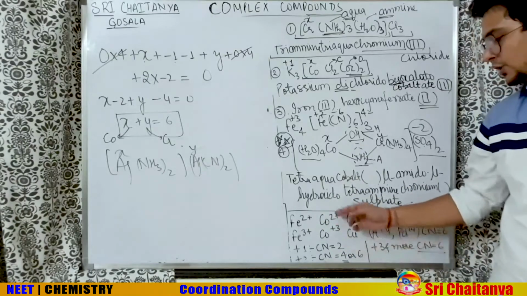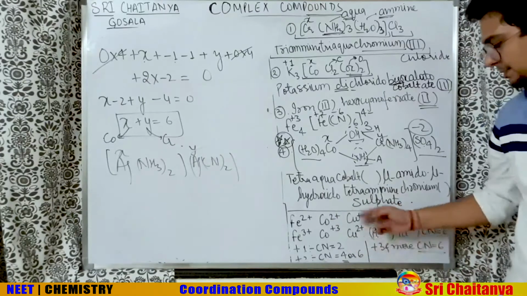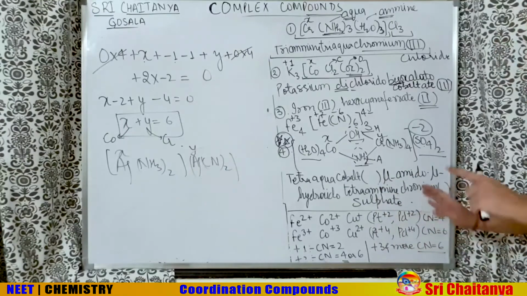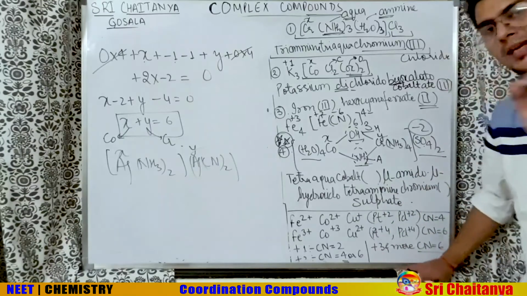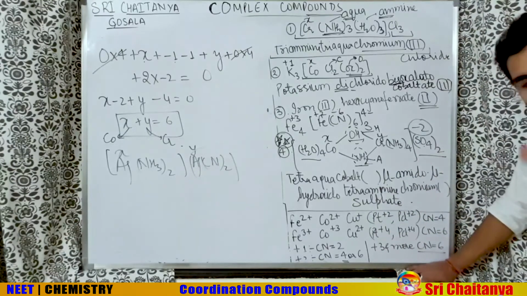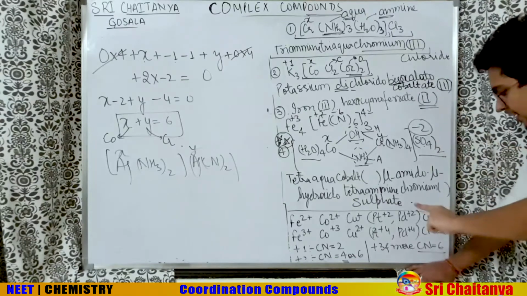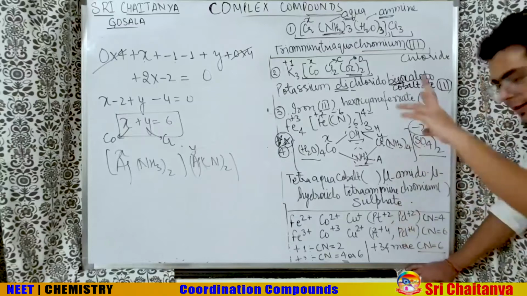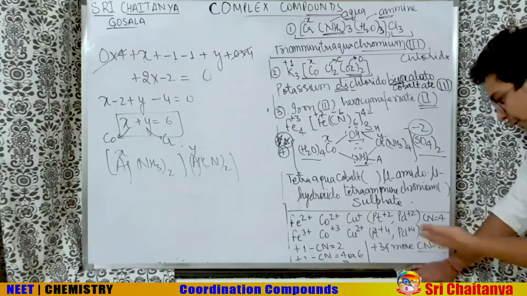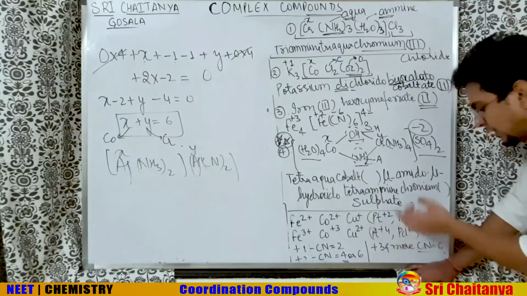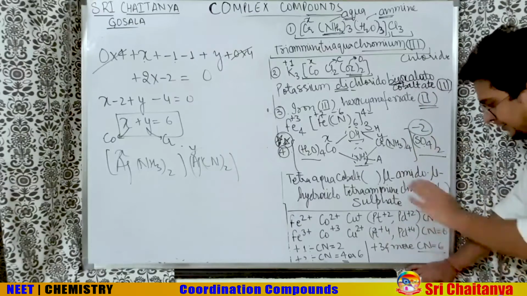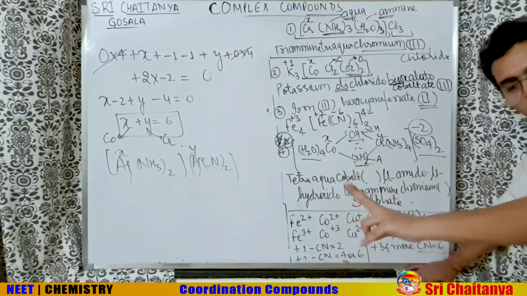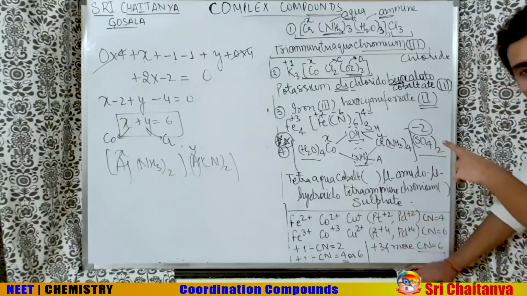Cobalt shows +2 +3. Copper shows +1 +2. Platinum shows +2 +4. Palladium also shows +2 +4. One rule you can simultaneously remember: if platinum and palladium have coordination number 4, then 100% you can write +2 as the oxidation state. And if there is a +4 oxidation state compound, the coordination number will be 6. For platinum palladium, always +2 forms coordination number 4 and +4 forms coordination number 6.